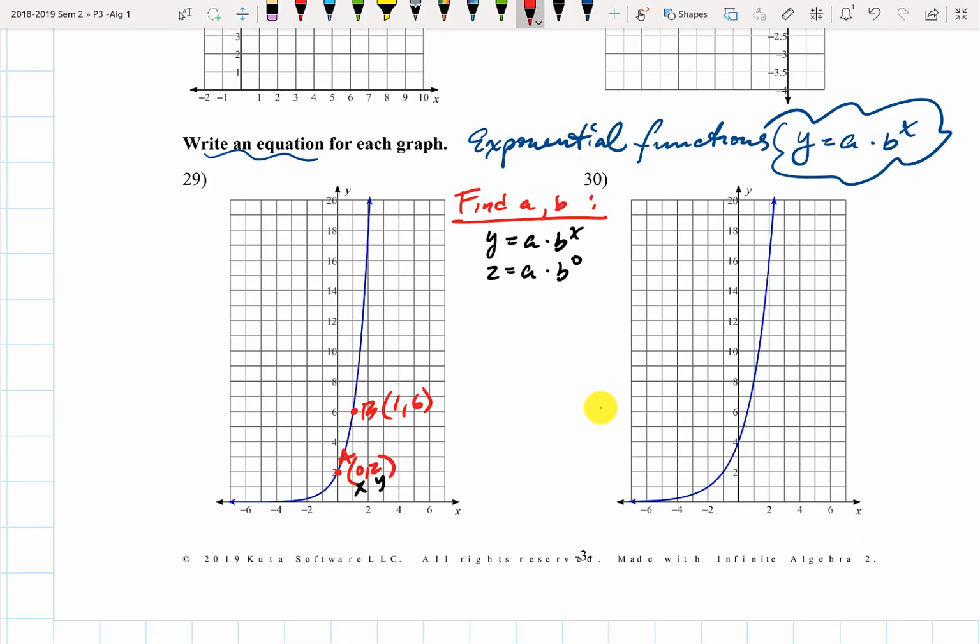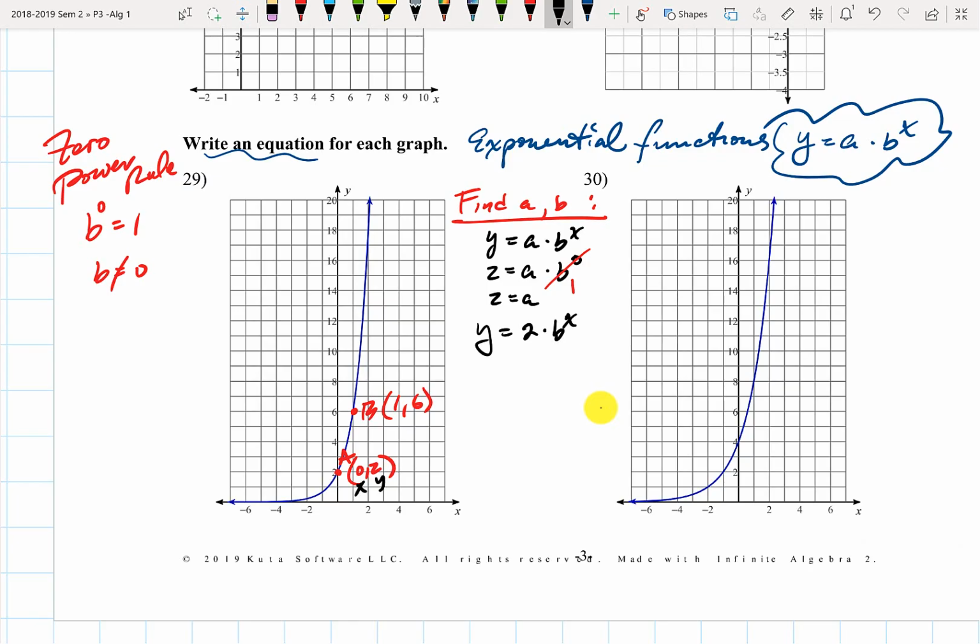Well, b to the 0 power is 1, right? Using the zero power rule, b to the 0 power is equal to 1 by definition, as long as b is not equal to 0. So that's 1, and we now know what A is. A is equal to 2. So now I have y is equal to 2 times b to the x power.